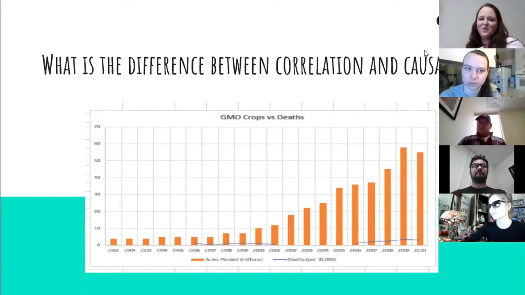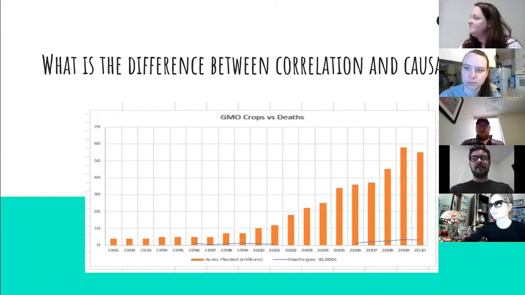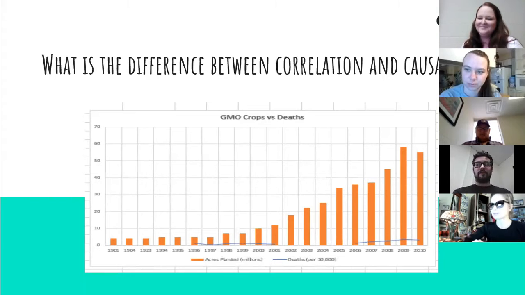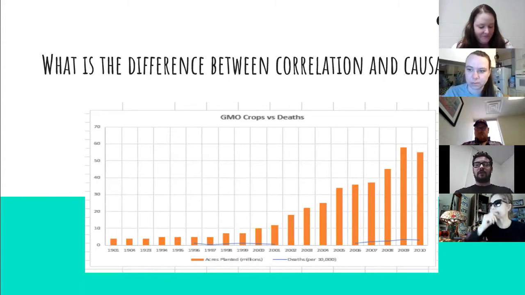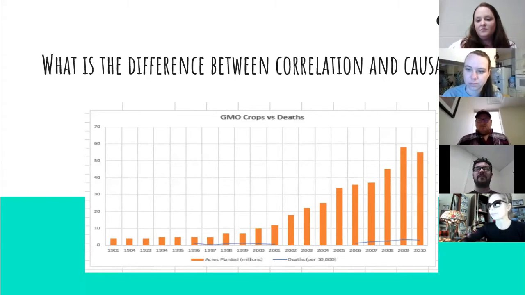Okay, Christian, what do you think is the difference between correlation and causation? Well, as we've talked about previously, correlation and causation are not the same thing, but they are often accused of being the same thing. So in my graph right here, we see the GMO crops versus deaths. We see that in the later years, 2007 and up, the more GMOs we use, the more deaths there are. This is a correlation, so that just means it is a related variable, but that does not mean it is the exact cause of the deaths.